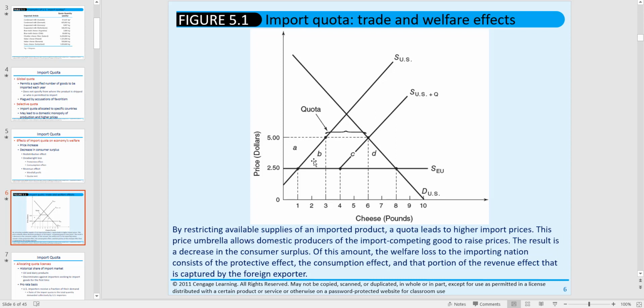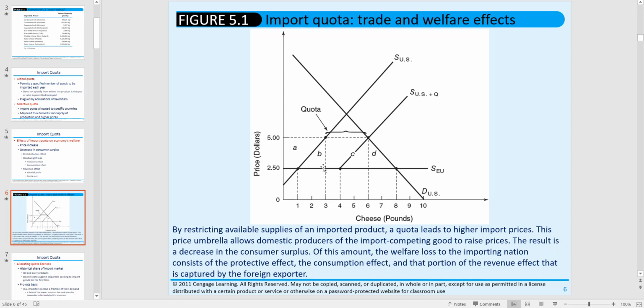The protective effect is this triangle B, this area over here, also bounded by the previous world price, by the quantity that was produced domestically, and the quantity that was produced domestically under free trade. So there is a height of 5 minus 2.50 and a run of 3 minus 1. Then you divide by 2 that product and you get the value for the protective effect.